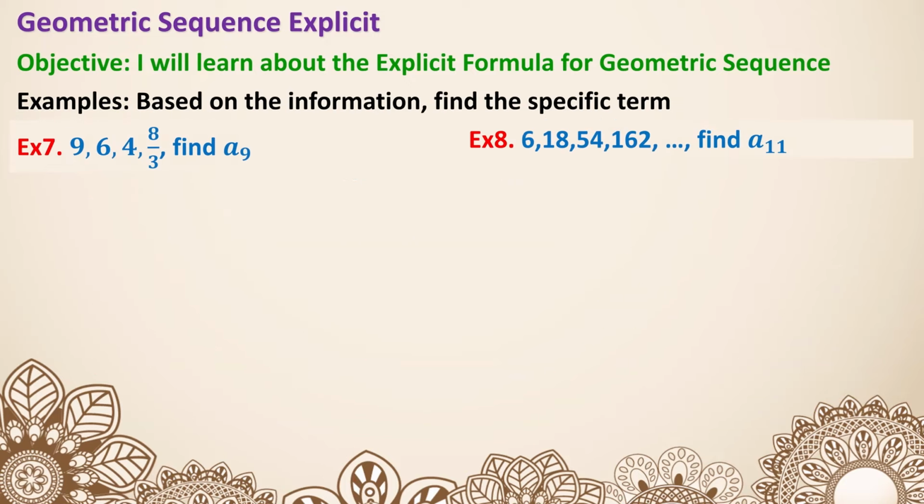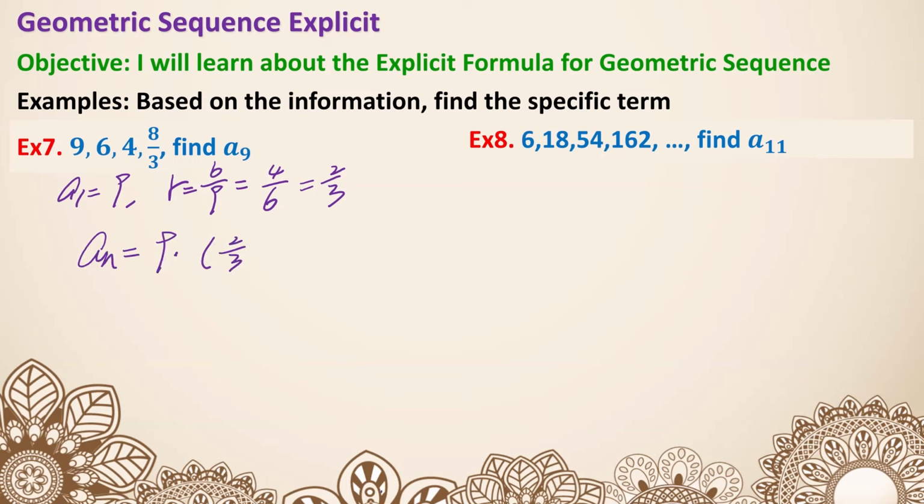Moving on, example 7. It's asking you to find a sub 9, and it's given a sequence. Let's actually try to get the explicit formula first. A sub 1 is 9. As for r, you can use the second term divided by the first, so 6 over 9, or the third term divided by the second, which is 4 over 6, and they are both going to give you a 2/3. That is the ratio. So a sub n equals 9 times, don't forget to put the fraction inside parentheses before we raise to the n minus 1 power. So it's 9 times 2/3 to the n minus 1 power.